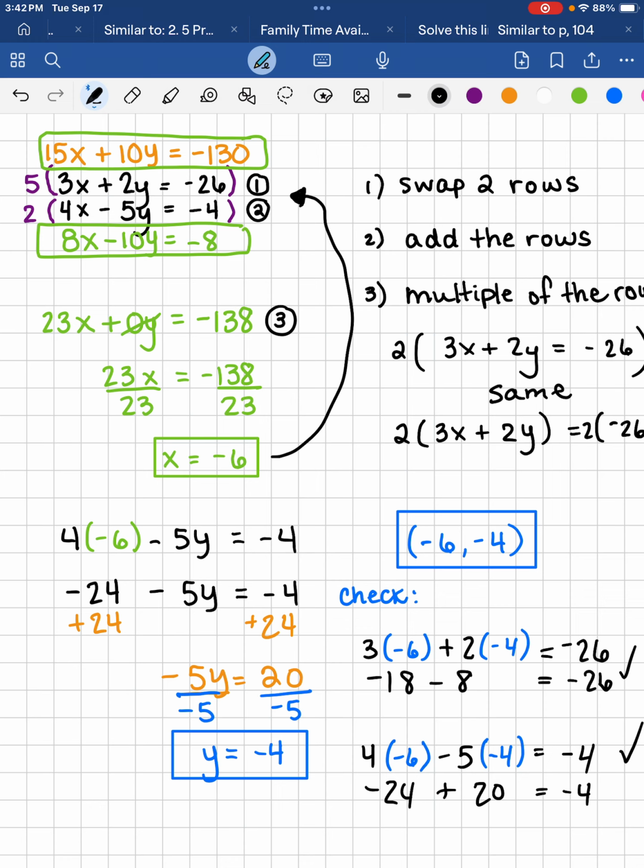It all checks out. And this is how you complete a system of linear equations, solving it via elimination when there are two unknowns.